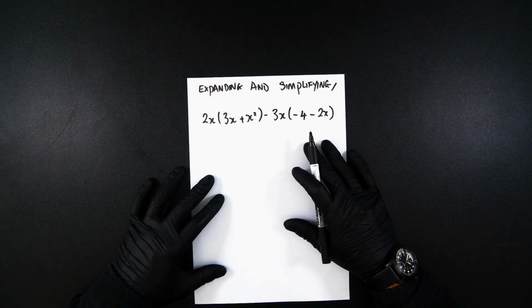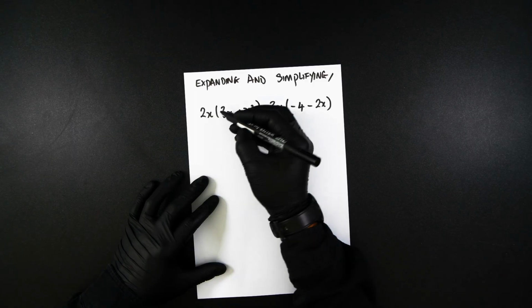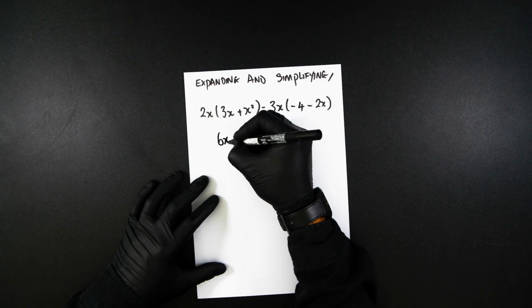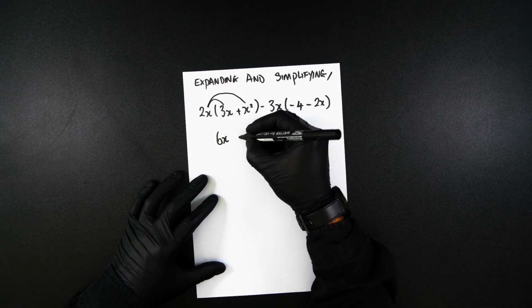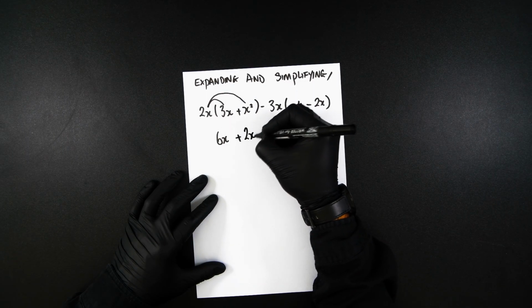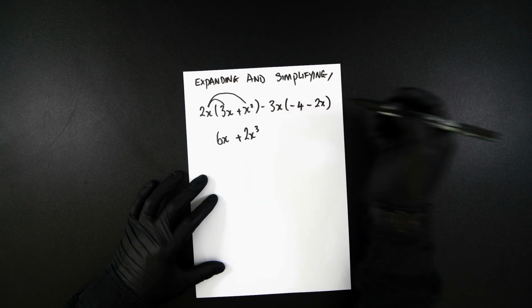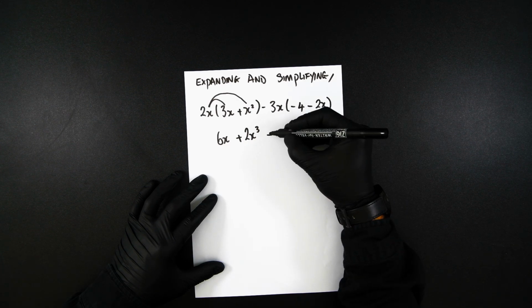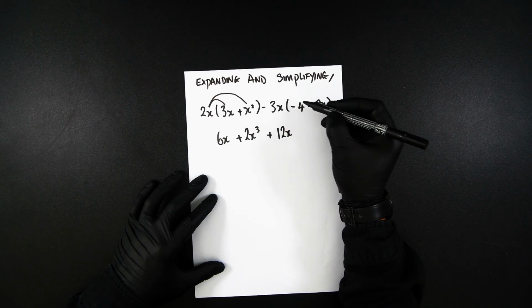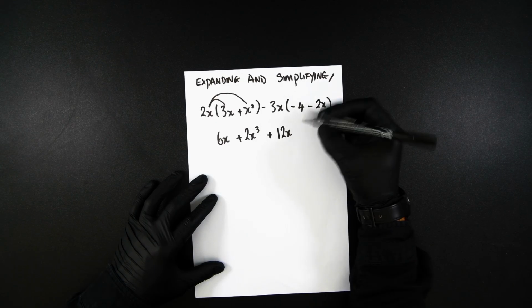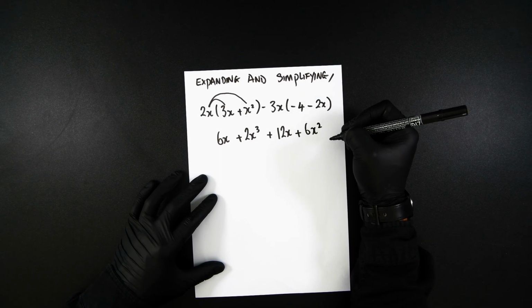Let's look at one more problem before we move on to factorising. So we have 2x times 3x, which is 6x squared. So this to this. Then we have 2x times x squared, which is going to be 2x cubed. Then we have minus 3x times minus 4. So we're going to have positive 12x. And then you're going to have minus 3x times minus 2x, which is plus 6x squared.